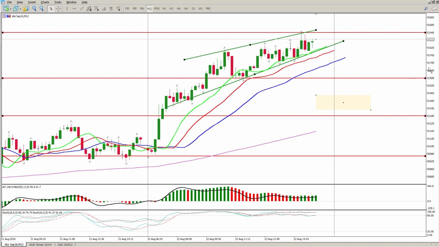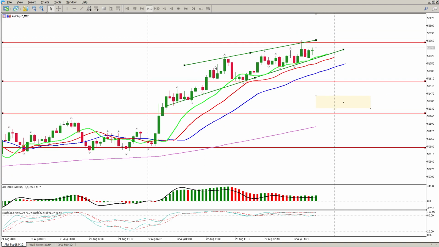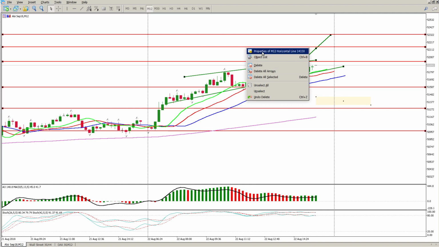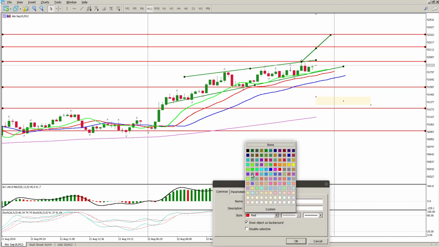Bear in mind that this wedge could break to the upside. And if it does break to the upside, from the first touch at the bottom to the first touch at the top is what you want to do. The conservative way of doing this would be to do that. And a lot of people would trade it on a break up there, which also works out. I just like being conservative. Right, now, just so we don't get confused, let's just make that one blue.